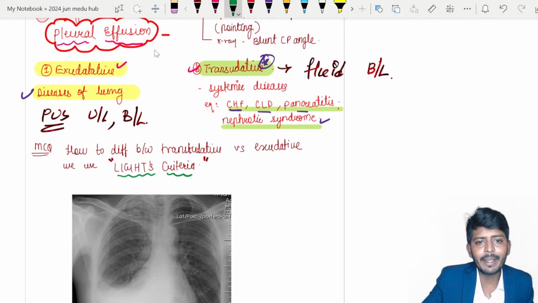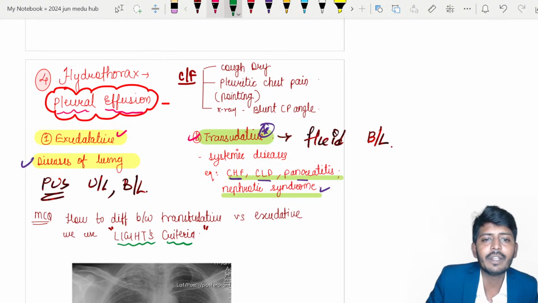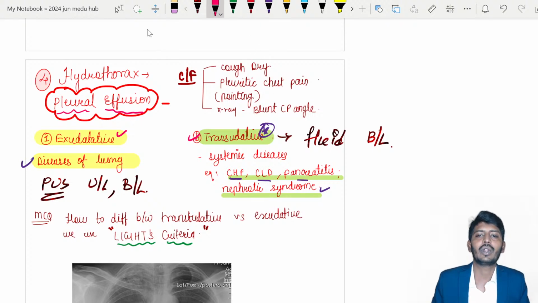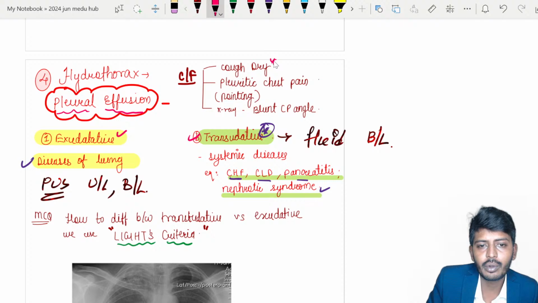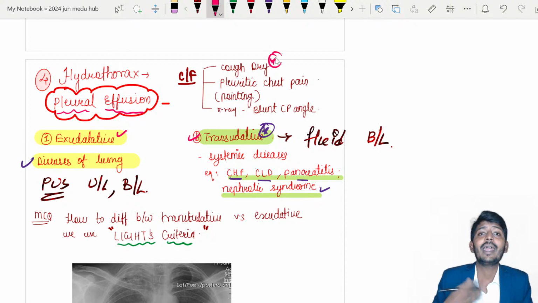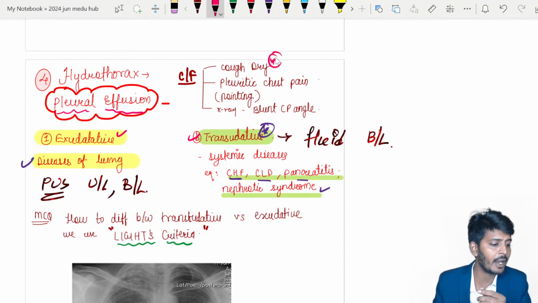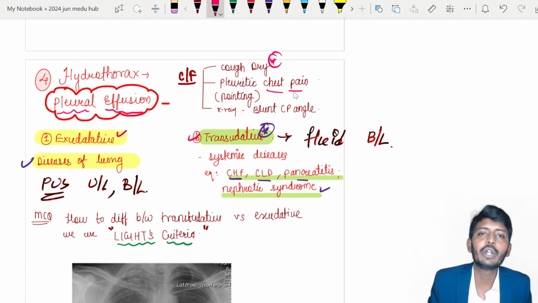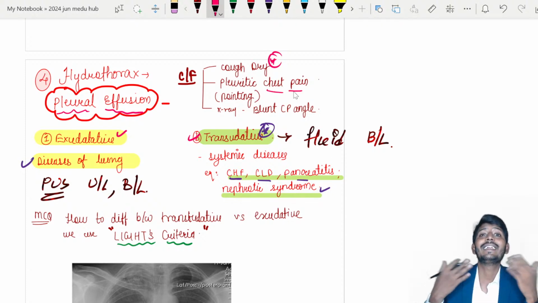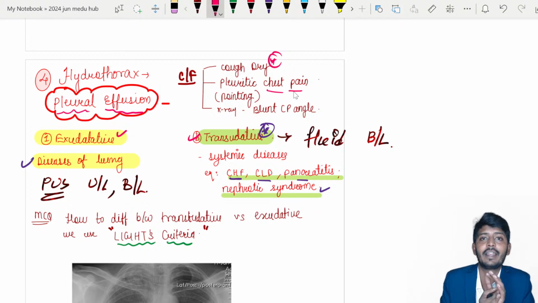Before looking at this image, let's look at the clinical features associated with hydrothorax. Usually in pleural effusion, a dry cough will be present. Why? Because the fluid which has accumulated in the thoracic cavity will lead to irritation and create the cough, and the patient will have chest pain. Now you are going to get confused, sir, how to differentiate whether it is an anginal chest pain or another type of chest pain.